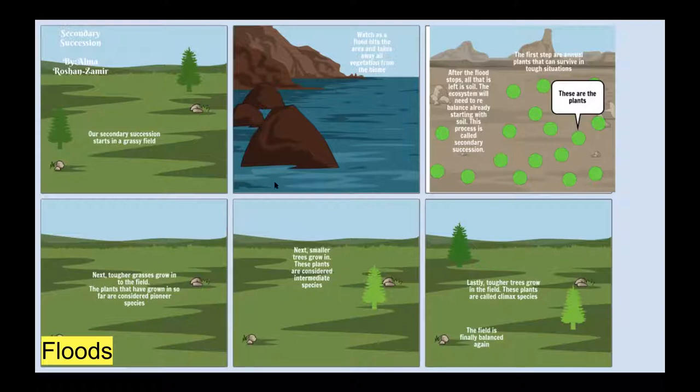Here's a little infographic that explains succession. We have secondary succession, where we have a nice grassy field. Then all of a sudden, we have heavy rains and there's a flood. The flood takes away a lot of that vegetation and the vegetation dies. After the flood waters recede, since the plants died, what's left is just the soil. Eventually, over time, grasses and other plants will be able to come back and grow again. And who knows, the whole process might start all over again if there's another flood. So floods do impact ecosystems.